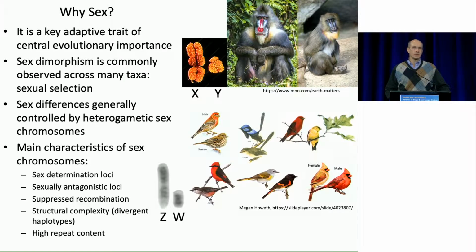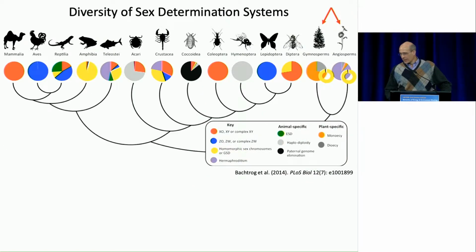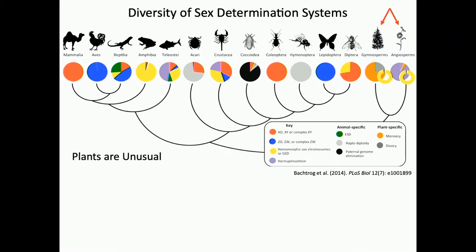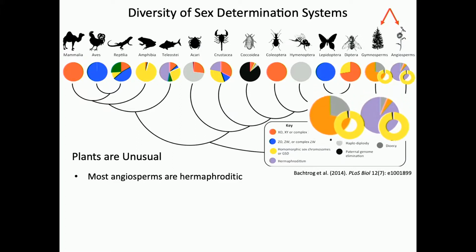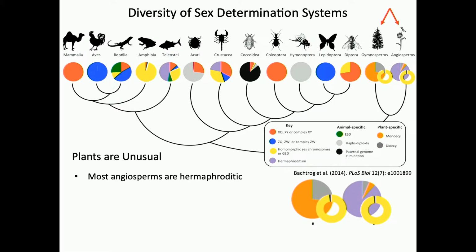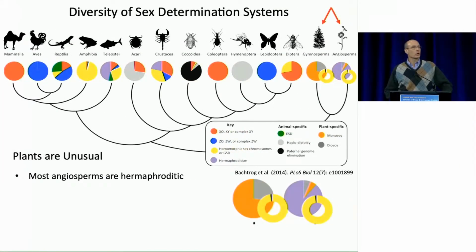Partly as a result of the suppressed recombination, sex chromosomes tend to be really hard to assemble because they're comprised of completely divergent or quite divergent haplotypes, and they often accumulate high repeat content. So there's a tremendous diversity of sex expression across the tree of life, and plants are unusual even in the broad sweep of biological diversity. So for one thing, if you look at the preponderance of the orange and purple in those circles that correspond to the gymnosperms and angiosperms, there are many more hermaphrodites in plants than in most other lineages.